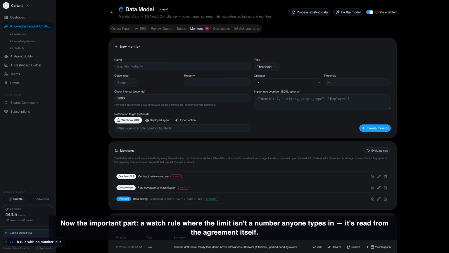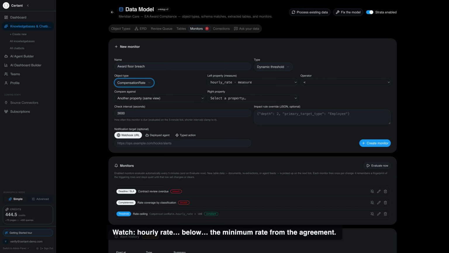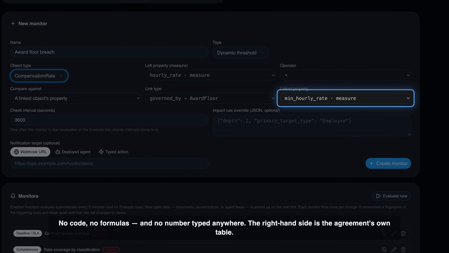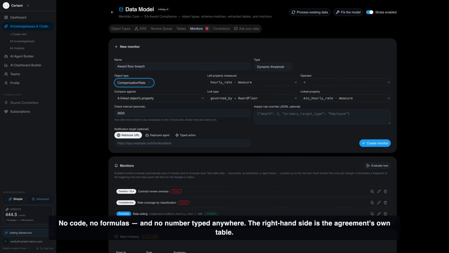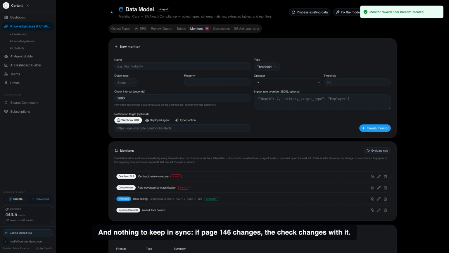Now the important part. A watch rule where the limit isn't a number anyone types in. It's read from the agreement itself. Watch, hourly rate, below. The minimum rate from the agreement. No code, no formulas, and no number typed anywhere. The right-hand side is the agreement's own table. And nothing to keep in sync. If page 146 changes, the check changes with it.